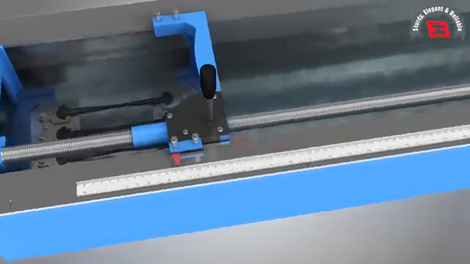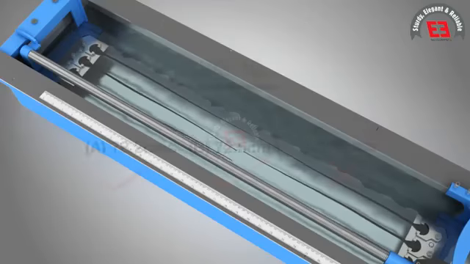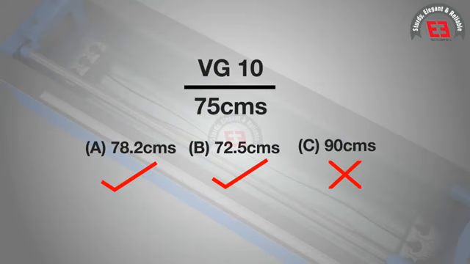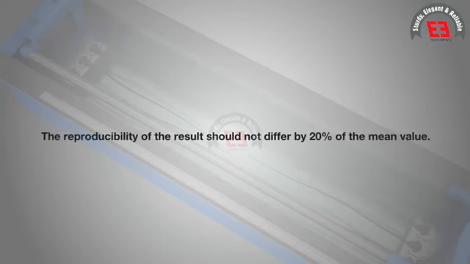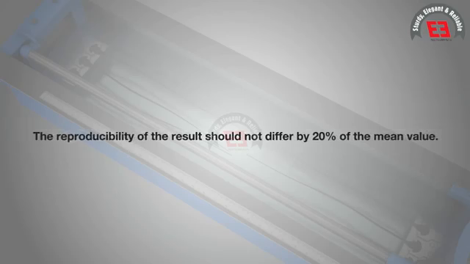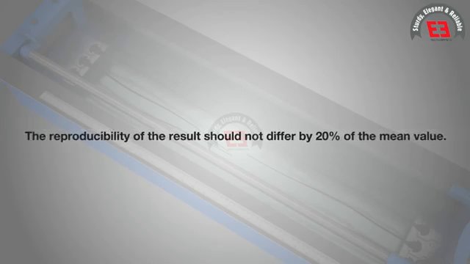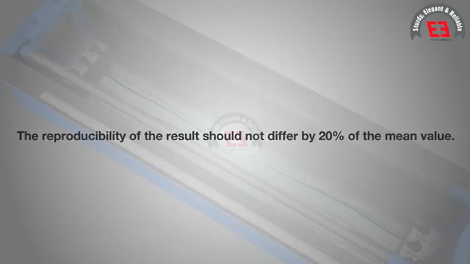The repeatability of the result should not differ by more than 10% of the mean value. The reproducibility of the result should not differ by more than 20% of the mean value.